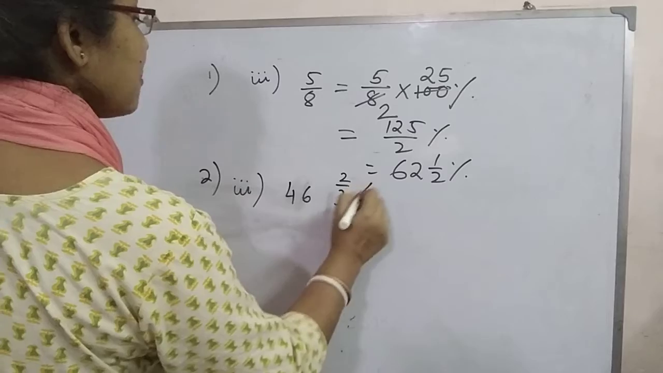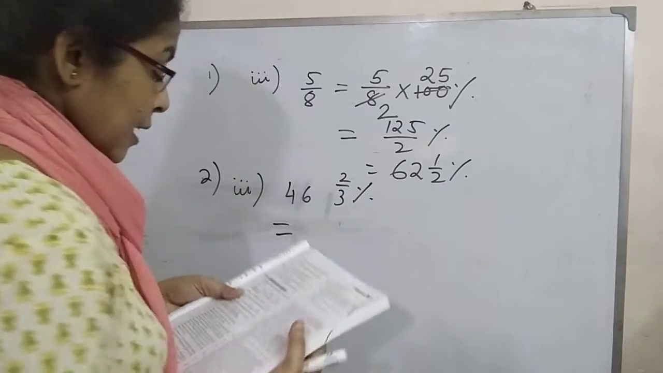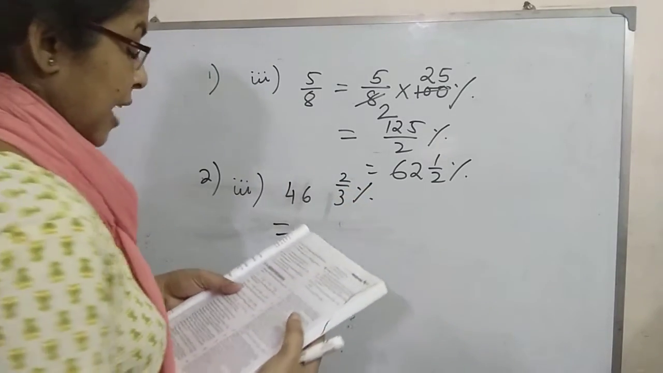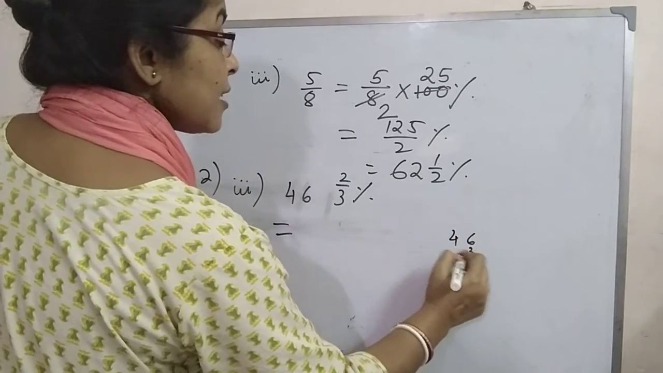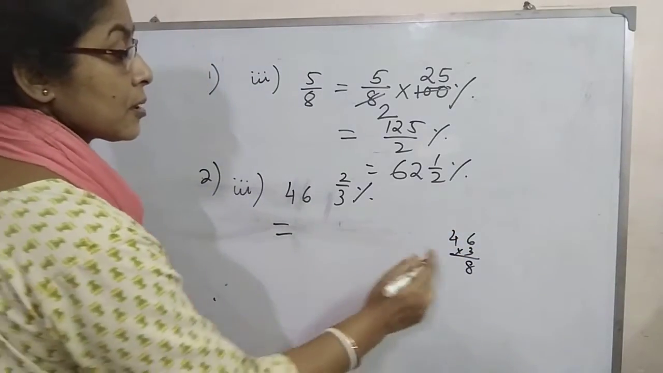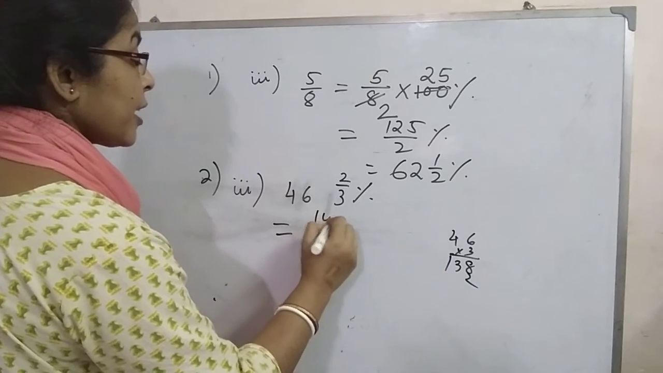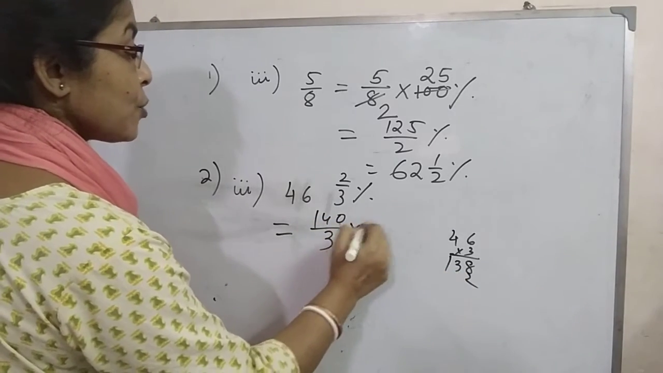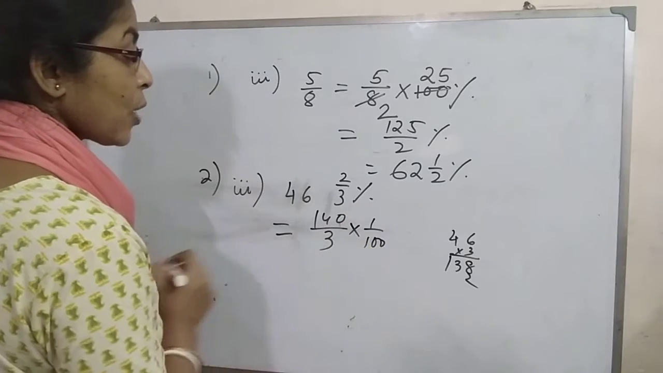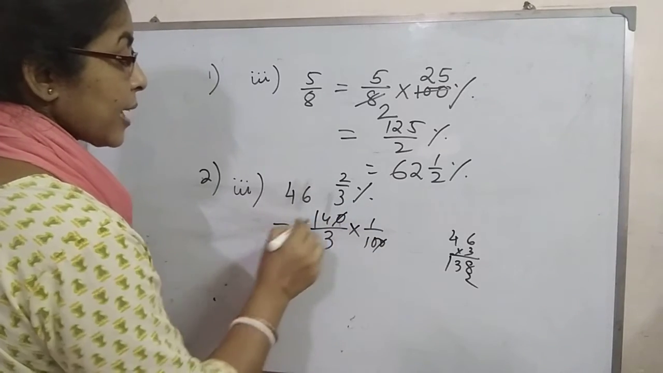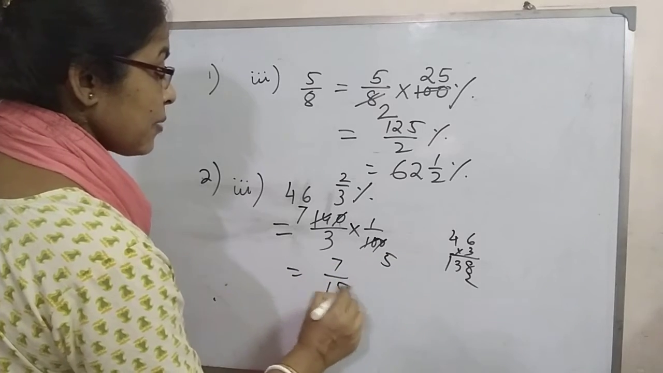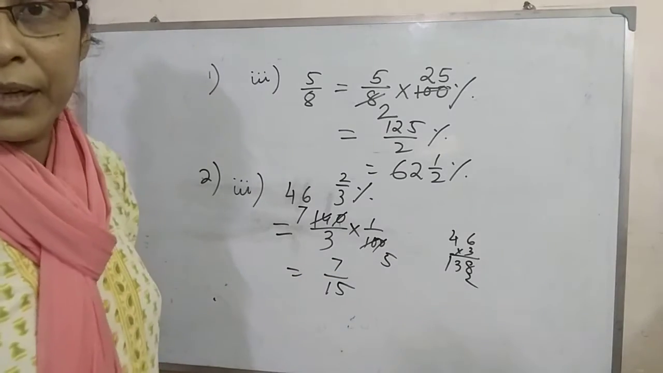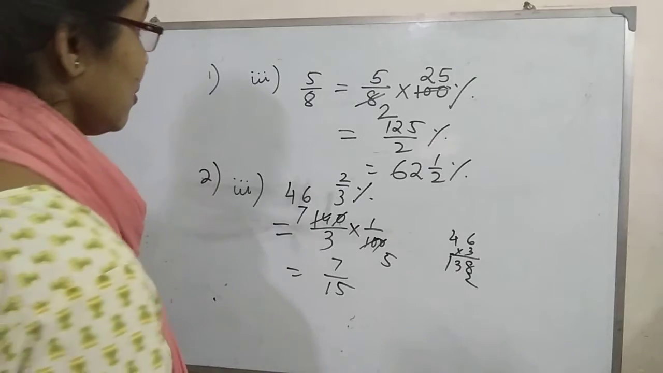46 2 by 3%. That is equal to, convert it into vulgar fraction. This is equal to 46 into 3, that is 140 by 3 into 1 by 100. Percentage means 1 by 100. 0, 0 cancel out. 2, 7, 2, 5. That is equal to 7 by 15. This is the required vulgar fraction. Okay.